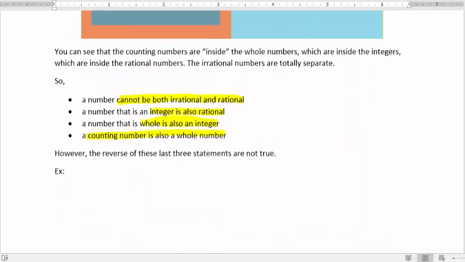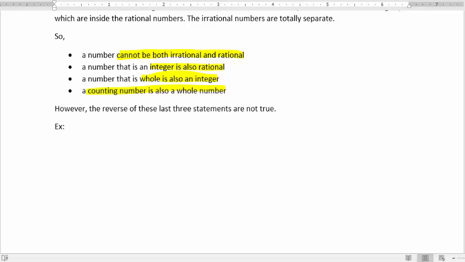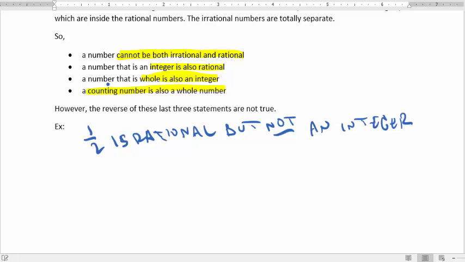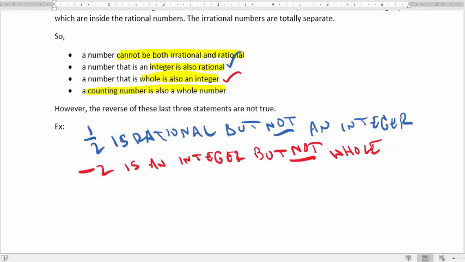But for those last three statements, the reverse is not true, right? So for example, an integer is also rational, but a rational doesn't have to be an integer, right? Like 1/2 is rational, but not an integer. So what about whole? A number that's whole is also an integer. So what's an integer that's not whole? Well, -2 is an integer, but not whole.